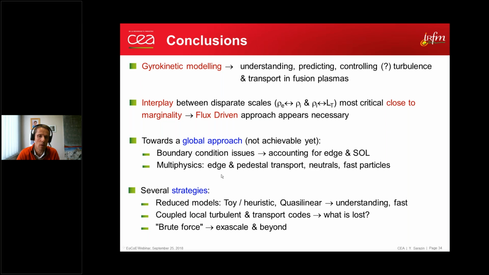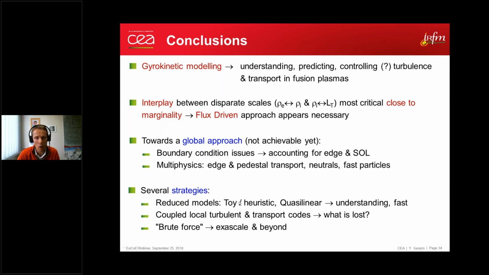Multi-physics means that you have to account for the interplay between edge and pedestal transport, to take into account the neutrals as well. This is done in fluid simulation, and fast particles with the alpha particles, for instance. Brute force gyrokinetic is one way, although we try to reduce a bit the brute force by having some alternative ways of modeling some part of the small or large scales. And several other strategies are pursued.